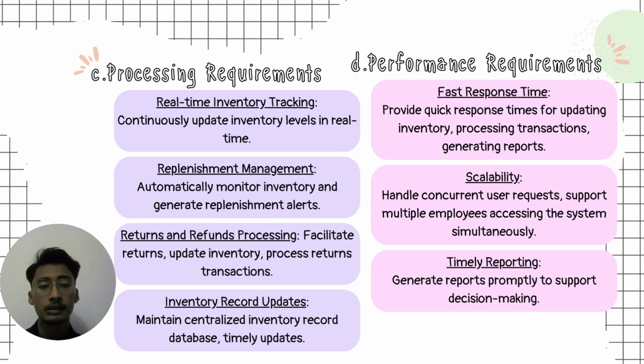So next is D, performance requirements. First, fast response time: provide quick response times for updating inventory, processing transactions, and generating reports. Next is scalability: handle concurrent user requests, supporting multiple employees accessing the system simultaneously. Next is timely reporting: generate reports promptly to support decision making.